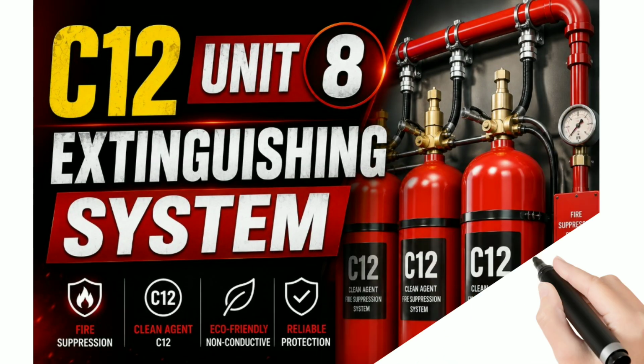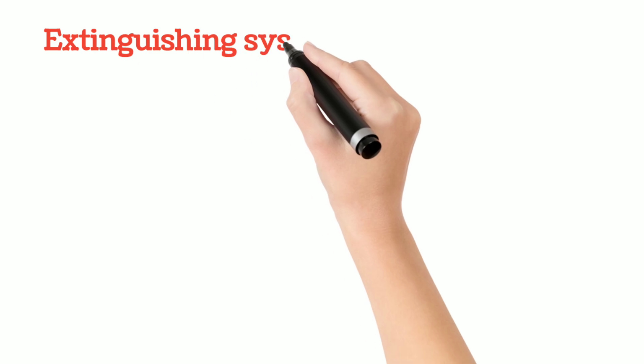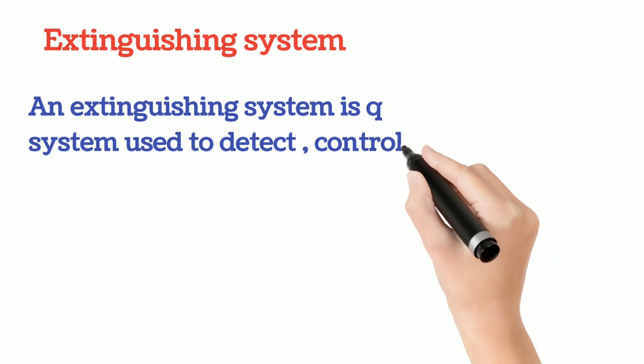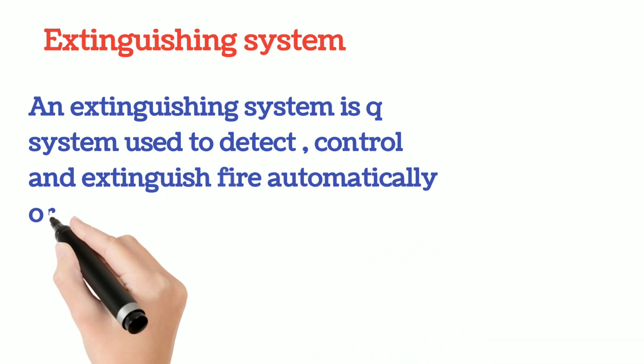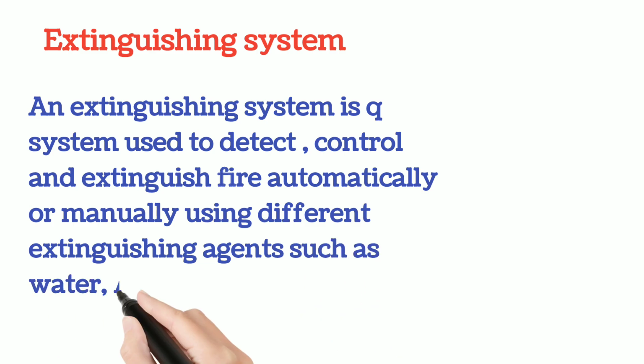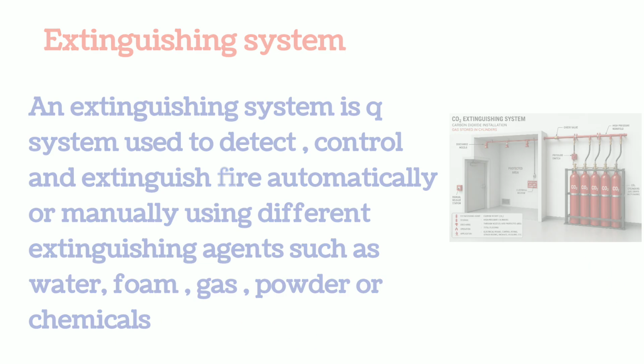C12, Unit 8, Extinguishing System. An extinguishing system is a system used to detect, control, and extinguish fire automatically or manually using different extinguishing agents, such as water, foam, gas, powder, or chemicals.